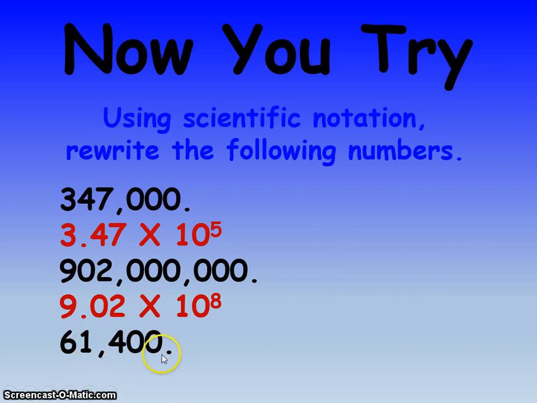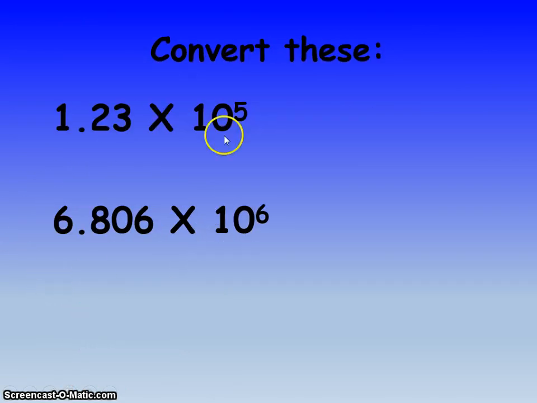61,400. Take our decimal, move it back. 1, 2, 3, 4. 6.14 times 10 to the 4th power. Again, I'm taking a large number and I'm writing it in scientific notation, remembering that my power of 10 needs to be a large number to make this small number equal to this large number. Okay? All right. So now we're going to go backwards.